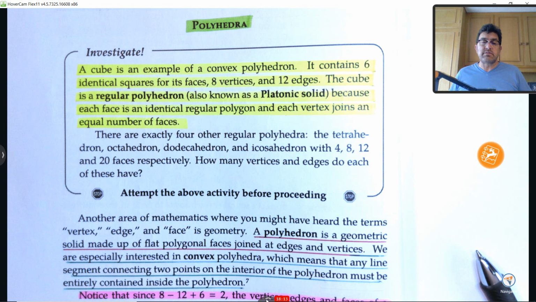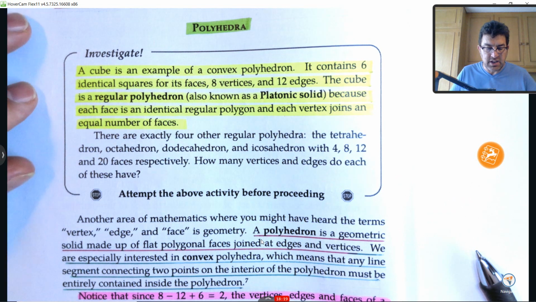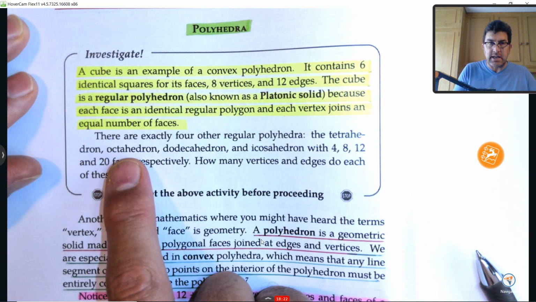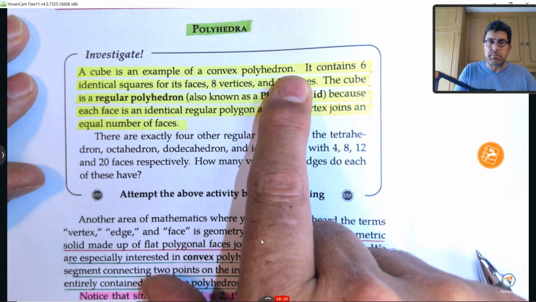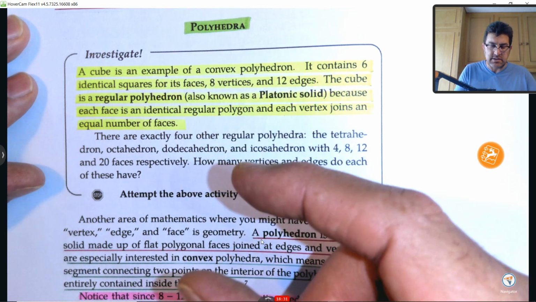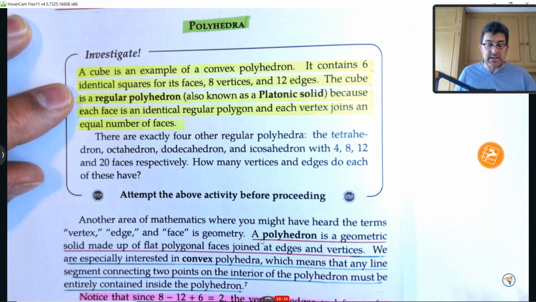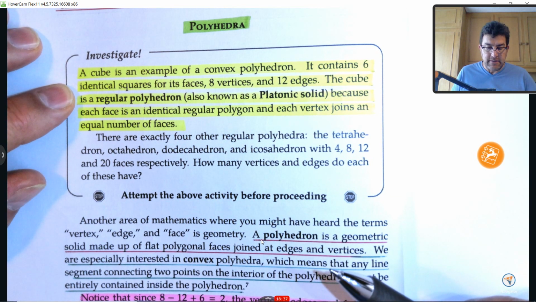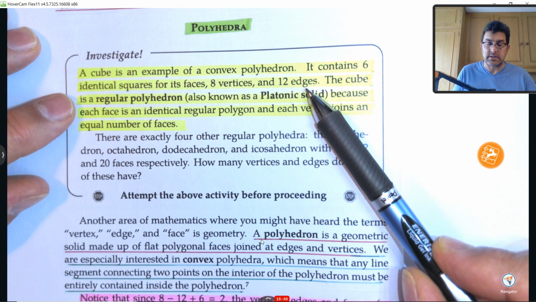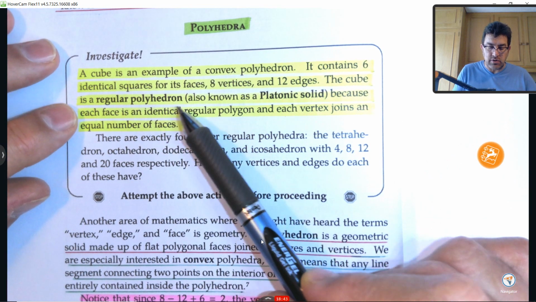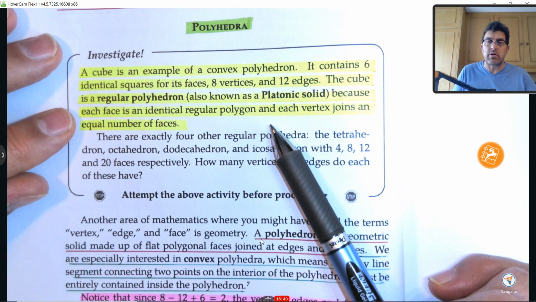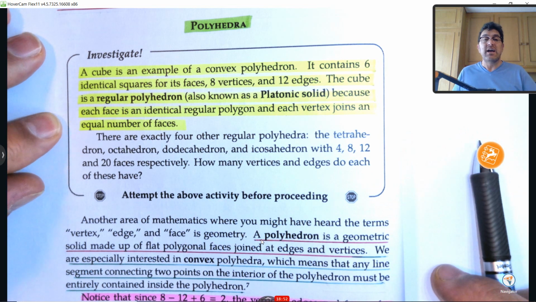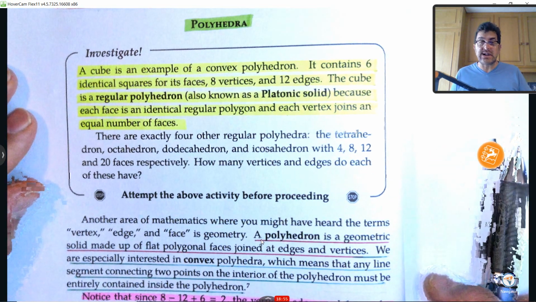Okay, folks, we continue our discussion on planar graphs by looking at the idea of a polyhedron. Polyhedra is the plural for polyhedron. A cube is an example of a convex polyhedron. Now you know what a cube looks like. It's like a little box. It contains 6 identical squares for its faces. It has 8 vertices and 12 edges. The cube is a regular polyhedron, also known as a platonic solid, because each face is an identical regular polygon, and each vertex joins an equal number of faces.